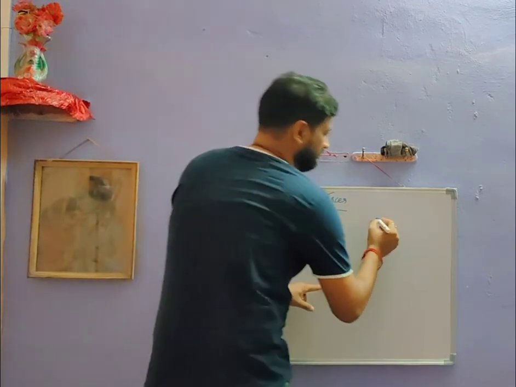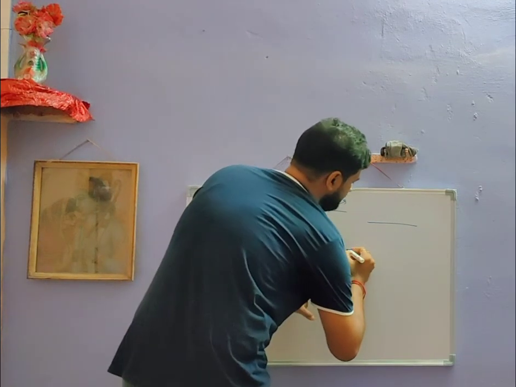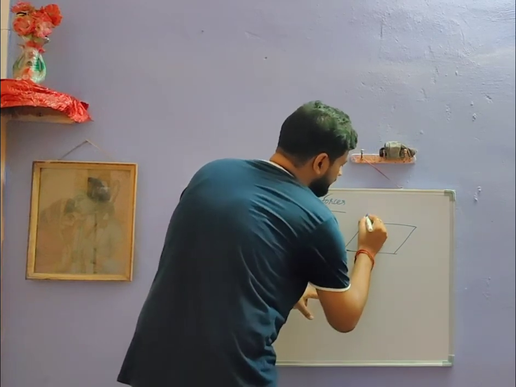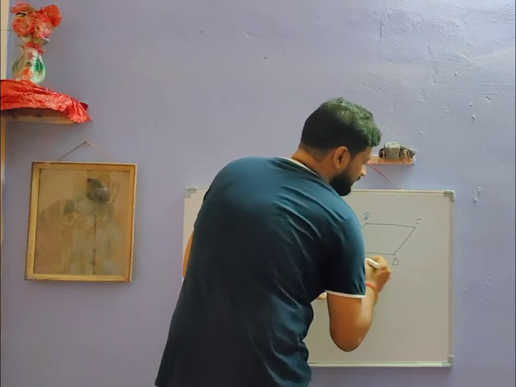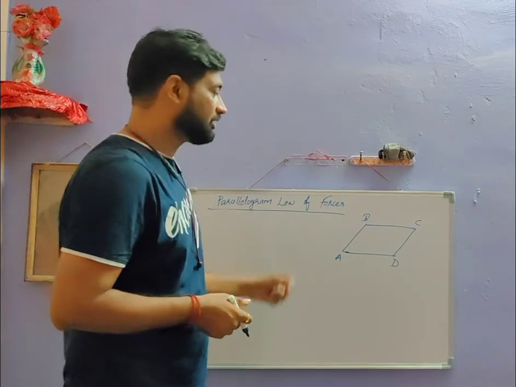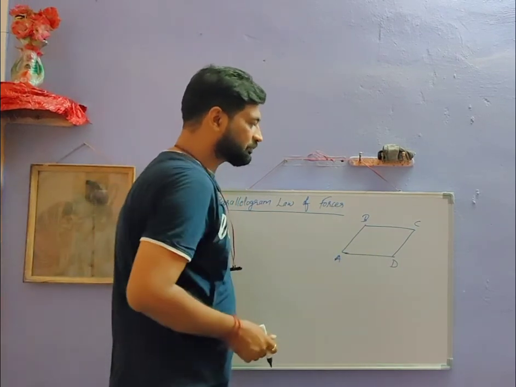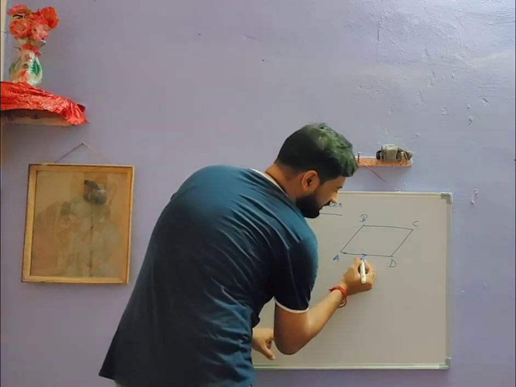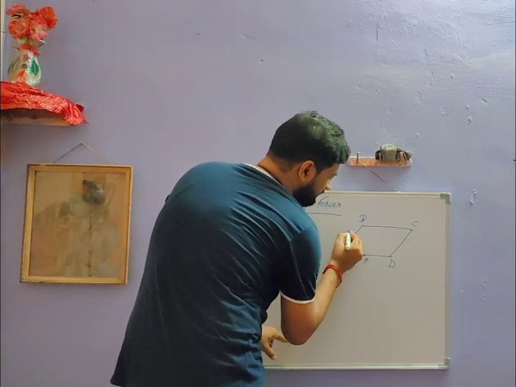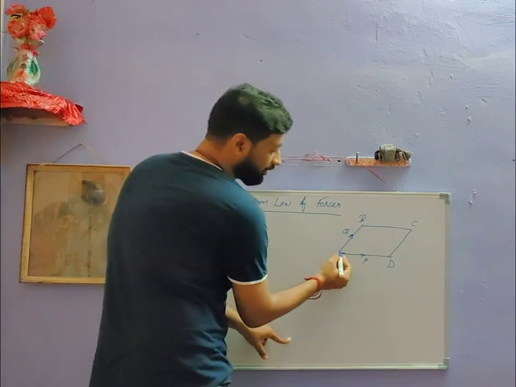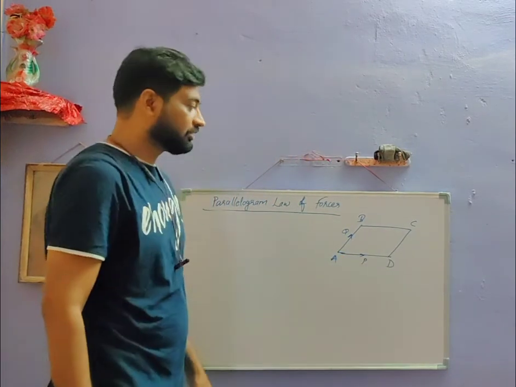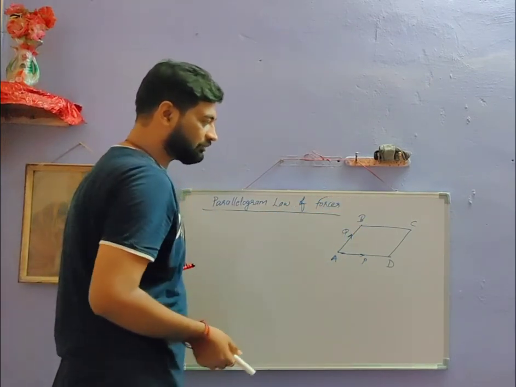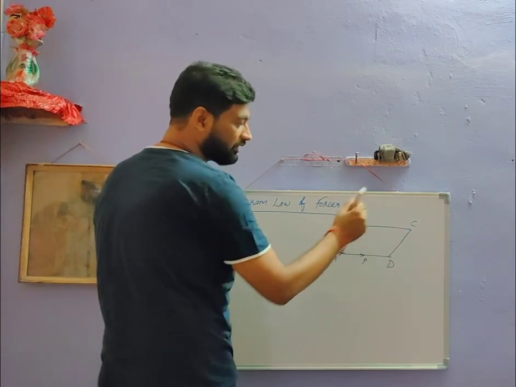Firstly we should draw a parallelogram. This is parallelogram ABCD. According to this law, if two forces are represented by adjacent sides of this parallelogram, suppose this is force P and this is force Q, passing through the same point A, then their resultant will be represented by the diagonal of this parallelogram, which is passing through the same point only.